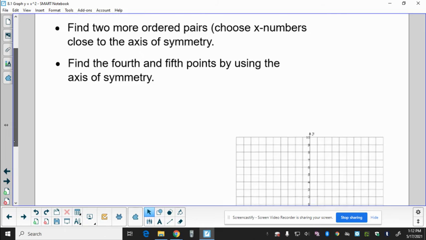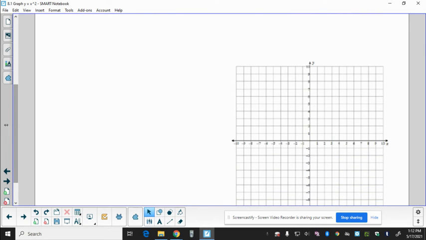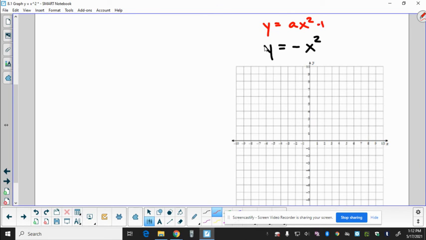All right, let's try another one. Let's make this one different. Why don't we try this? y equals negative x squared. Okay, now let's remember this is of the form y equals ax squared plus bx plus c. That means there's no b, no c, and a is actually -1, isn't it? So that's important to note. So let's go ahead and go through our steps.